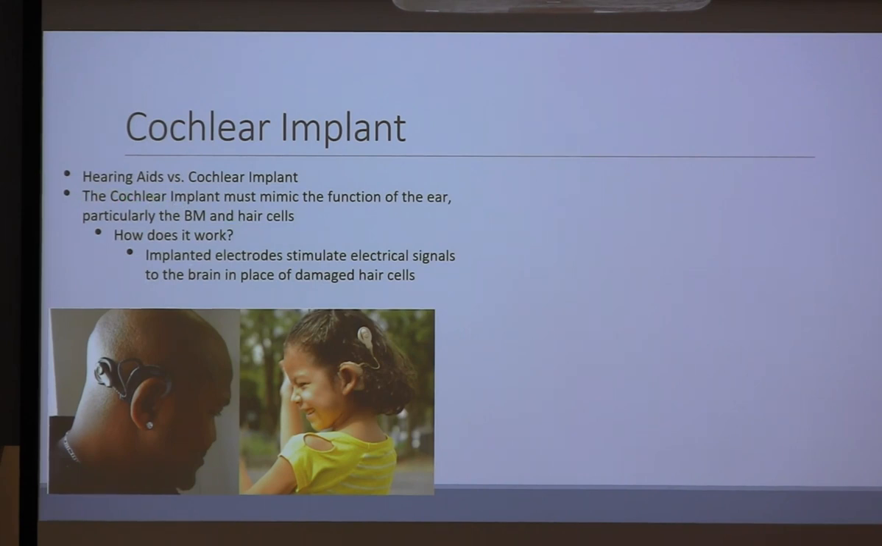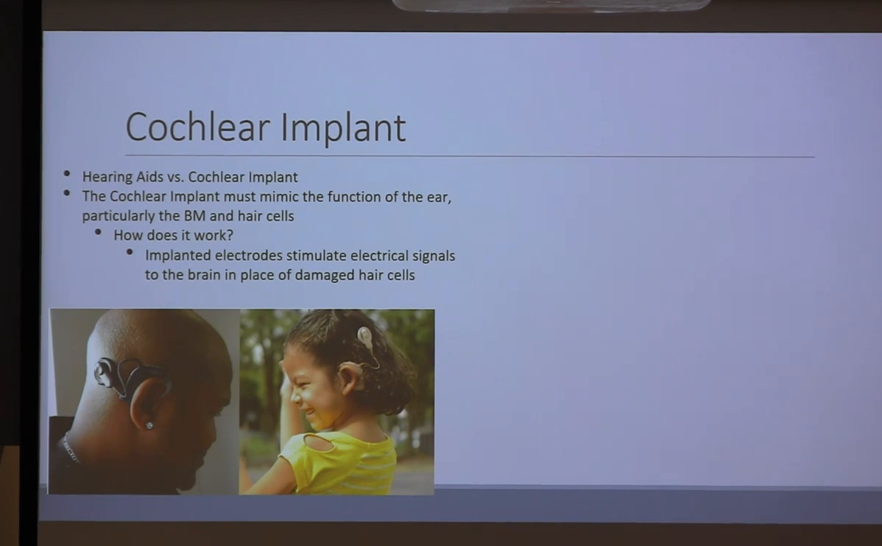The first option you would go to is a hearing aid. But what a hearing aid does is it takes in the incident sound and then amplifies it into your ear to help the hair cells that you do have that are still living, to help them have a higher intensity signal. So it's like making use of the hair cells you have left, but when the sensory neural damage is severe enough, the best option is a cochlear implant.